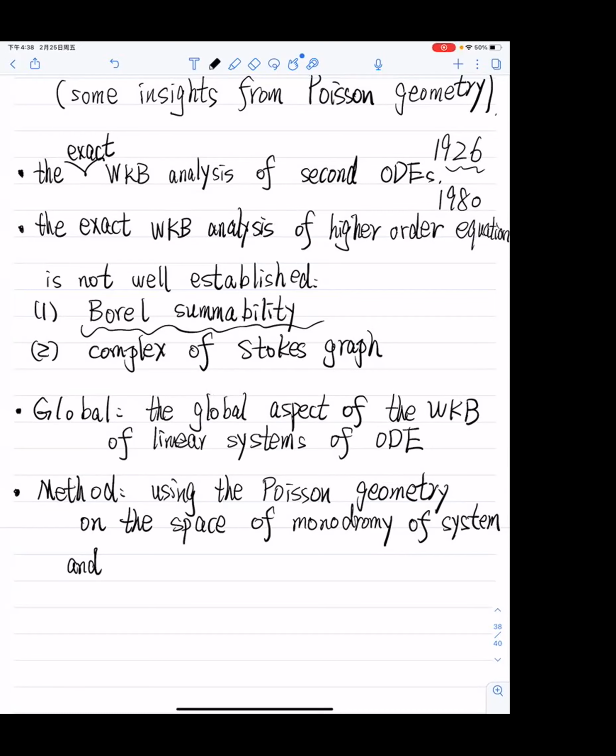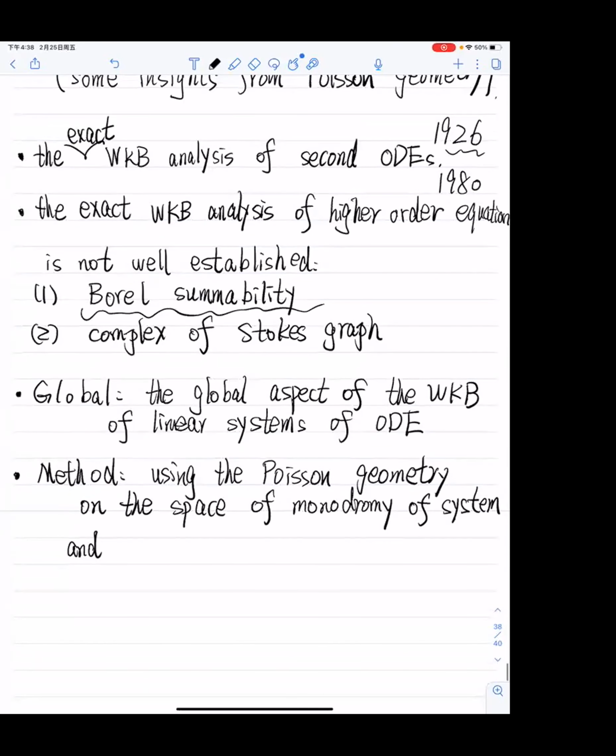So the Poisson geometry on the space of the monodromy data, and also the tropicalization of the Poisson structure, as I'm gonna explain later on. So this is my goal and the strategy for today.